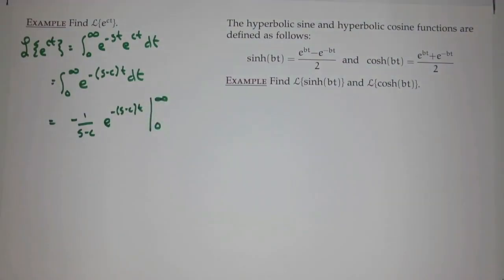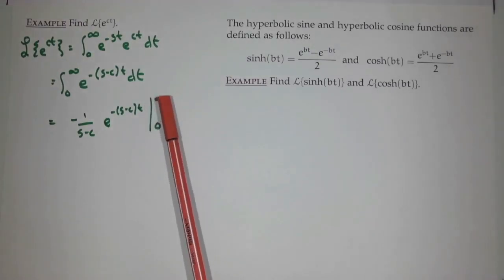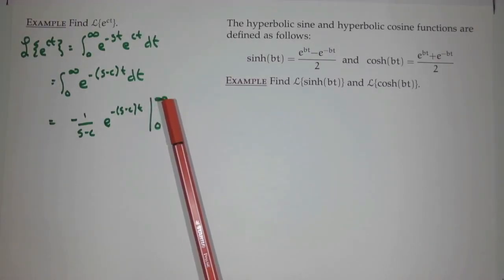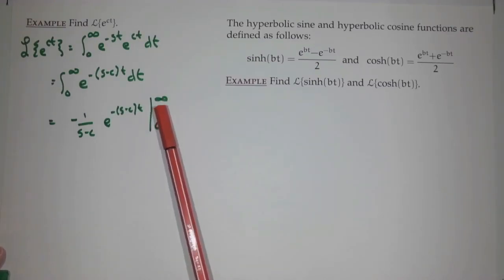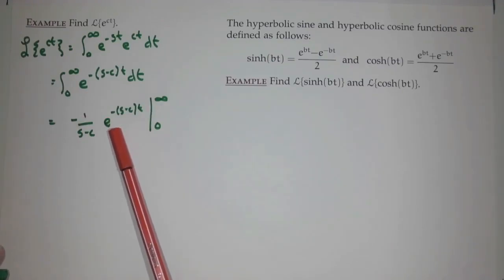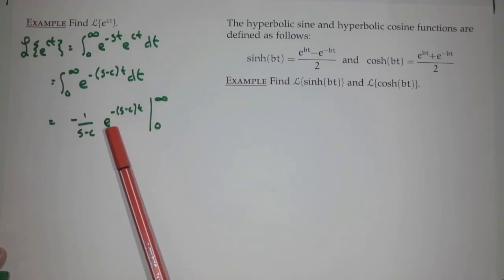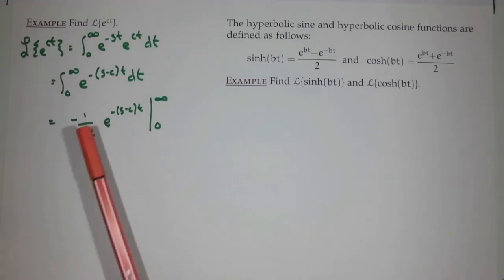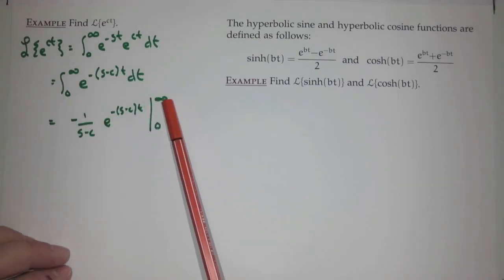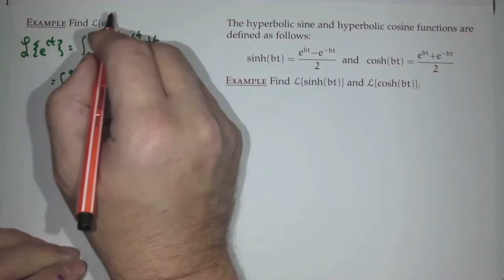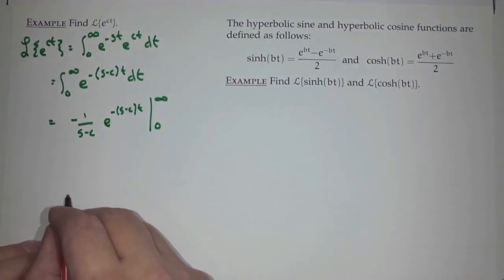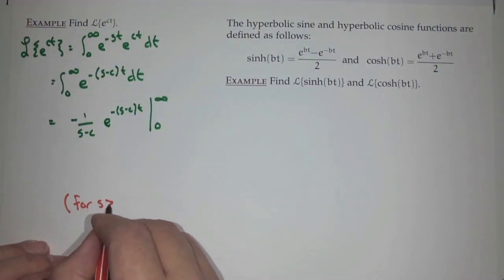Now here we run into a small technical thing, as in, well, does this make sense? Okay, so we'd like it, when we plug in infinity, what should be true? Yeah, we'd like it to go to 0. When will that be true? If s minus c is positive. If s minus c is positive, when I plug in infinity, I get e to a large negative number, which is small. So there's a caveat down here. We'll put a little parenthetical comment for s bigger than c.